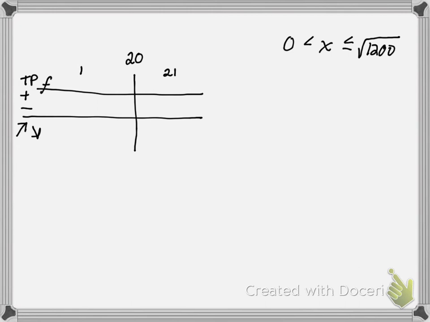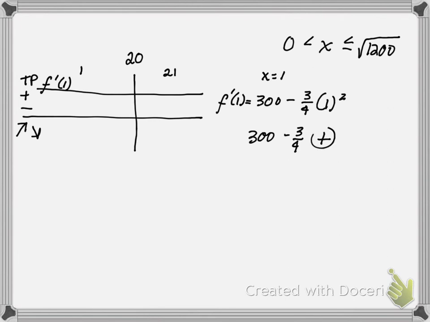So we're going to go ahead and take the derivative at 1. Remember the derivative formula was 300 minus 3/4, and then we're going to take 1 squared. And remember, this was the derivative at 1. So this becomes 300 minus 3/4. I know that's going to be a positive value, so I'm going to put a plus here. That means my function's increasing.